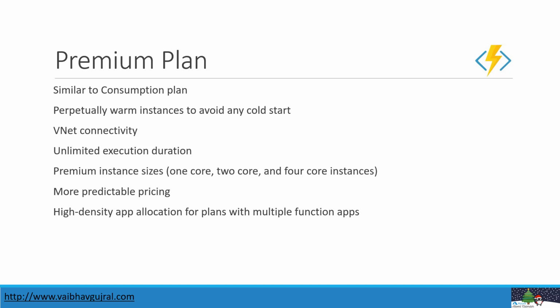Under premium plan, Azure Functions can also connect to virtual networks. They support unlimited execution duration. With premium plan, you also get access to premium instance sizes, including 1 core, 2 core, and 4 core instances. Under premium plan, it gives you more predictable pricing. For plans with multiple function apps, it also supports high density application allocation.